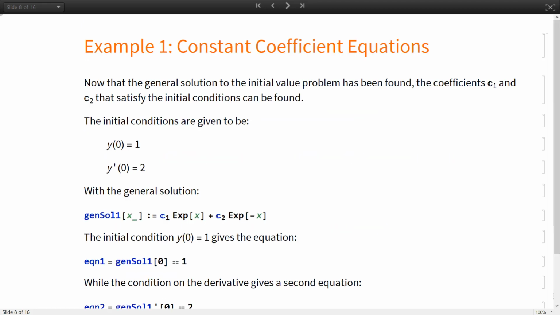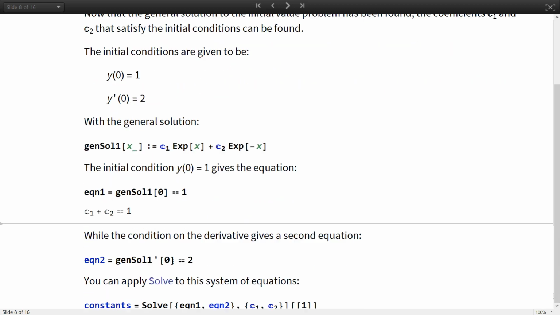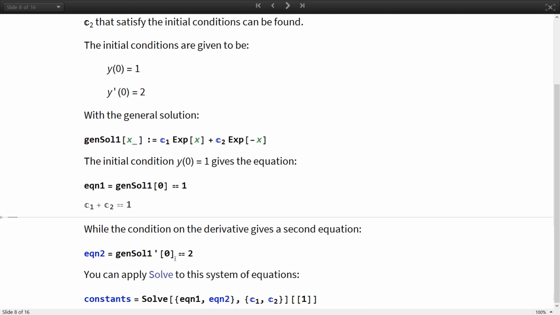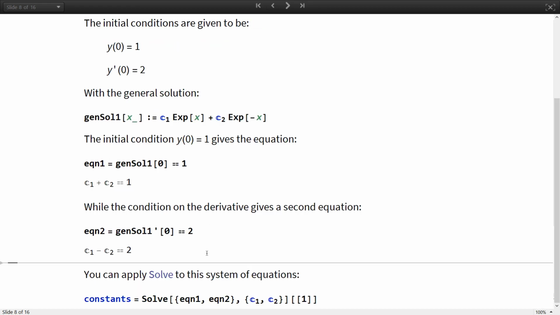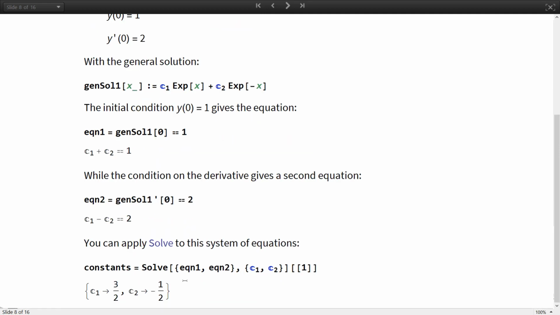Now that we have found the general solution to the differential equation, we can find the value of the constants by using the initial conditions. As a reminder, these are the initial conditions, with the general solution given by this. Using the initial condition that the function equals 1 at x equals 0, we get one equation. The condition that the first derivative of the solution equals 2 at x equals 0 gives us a second equation. These two equations can easily be solved for the constants using the Wolfram Language function Solve.